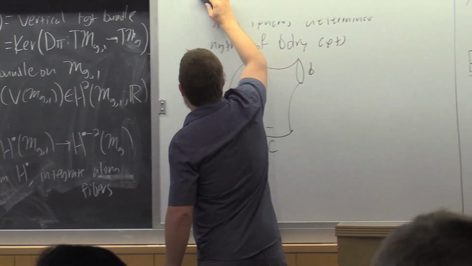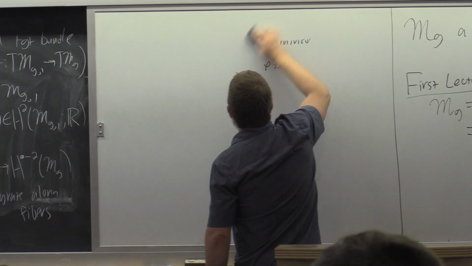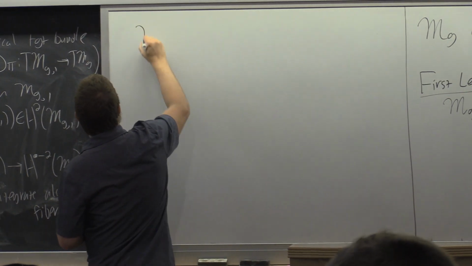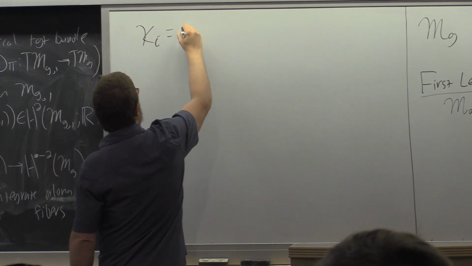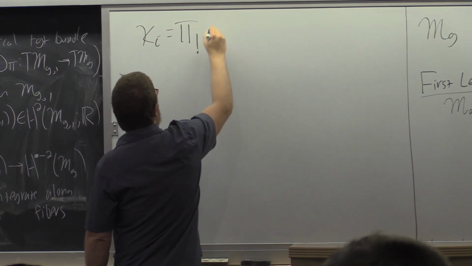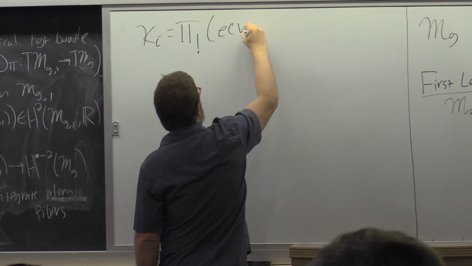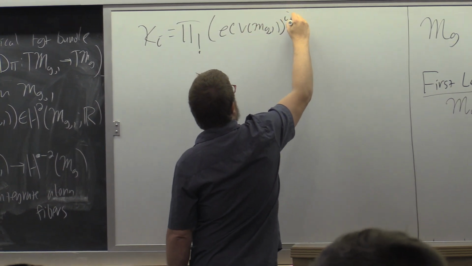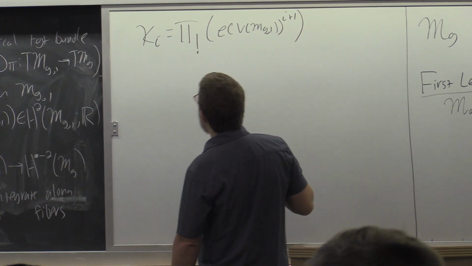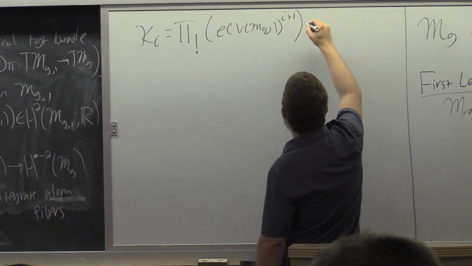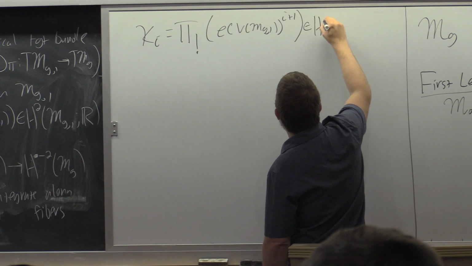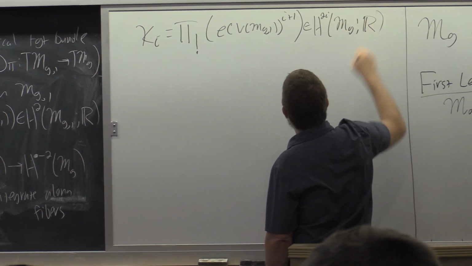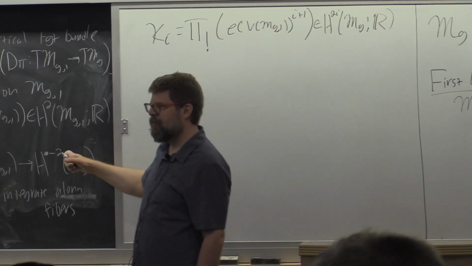And then we can define what these kappa classes are. What we're going to do is push forward the Euler class of this vertical tangent bundle. And we're going to take the i plus first power of it. That lies in degree 2i plus 2. And pushing it forward, we lose 2 degrees. So that does, in fact, lie in degree 2i of Mg with real coefficients. If you're a little more careful, you can do this integrally.